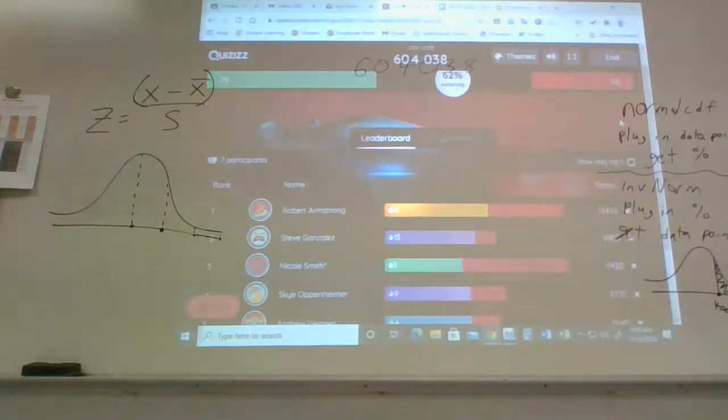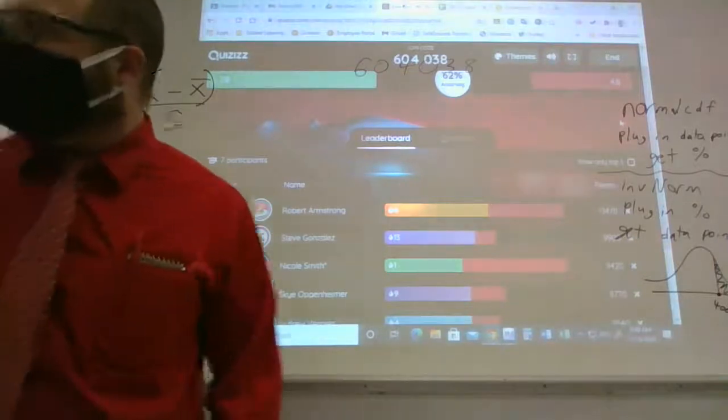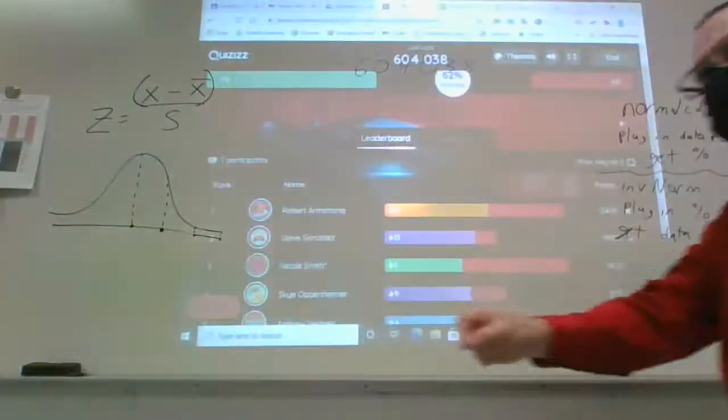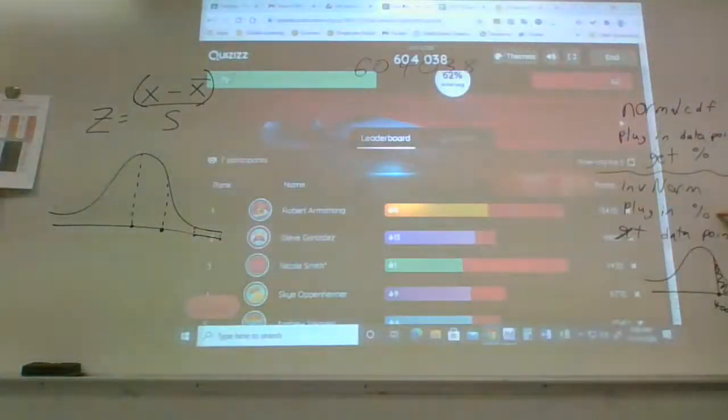I got you. Now check this out. Suppose a male long jumper ranked in the 75th percentile. How long was this jump? Now here's the thing. You have the 75th percentile, the percentage, and you want the data point.